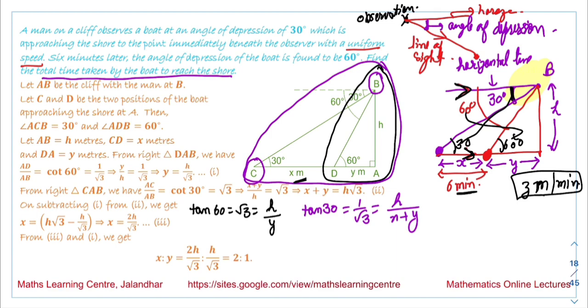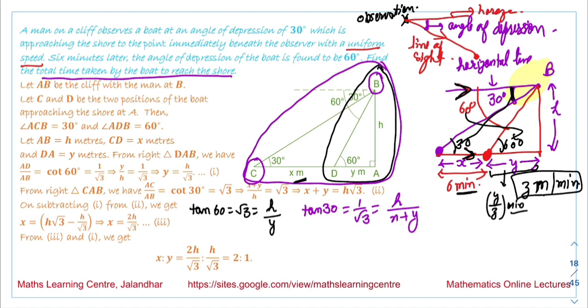Then the time taken by the boat to reach the shore, that is, how much time will it take to reach the shore, will be distance over speed, that will be y over z minutes.